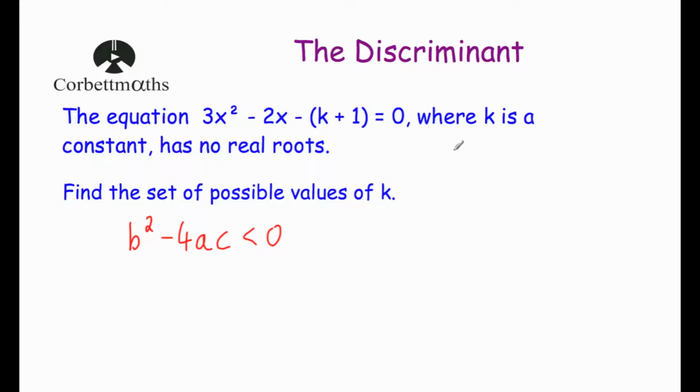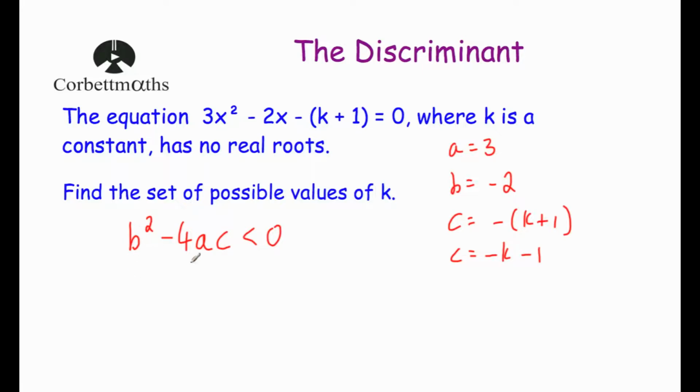So let's write down our values for a, b, and c. So a is going to be equal to 3. b is going to be equal to negative 2, and c is equal to negative (k plus 1), so negative in brackets, k plus 1. And it might be useful to expand this bracket, so we've got c equals, and remember negative is negative 1, so negative 1 times k is negative k, and negative 1 times 1 is negative 1, and that just might be useful whenever we're substituting them in.